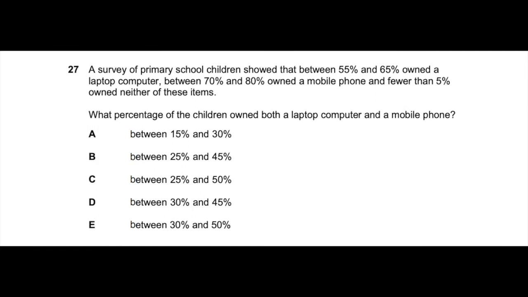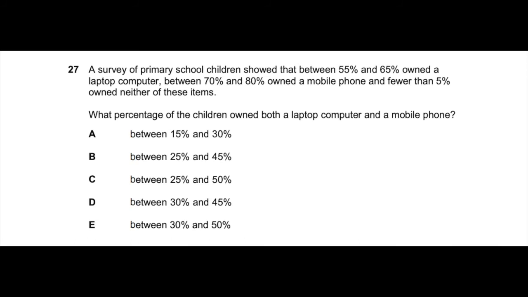Question 27. A survey of primary school children showed that between 55% and 65% owned a laptop computer, between 70% and 80% owned a mobile phone, and fewer than 5% owned neither of these items. What percentage of the children owned both a laptop computer and a mobile phone? The correct answer is C, because of the following.